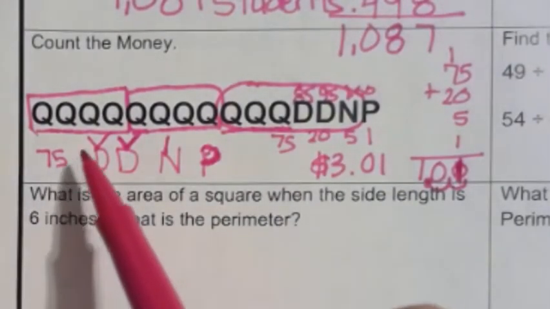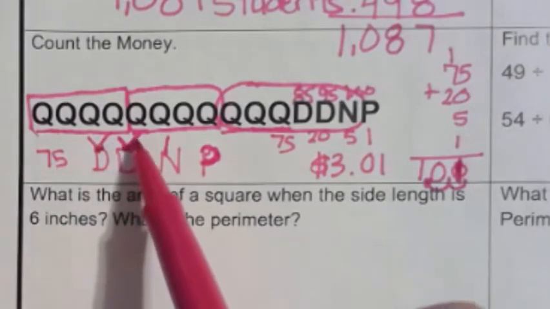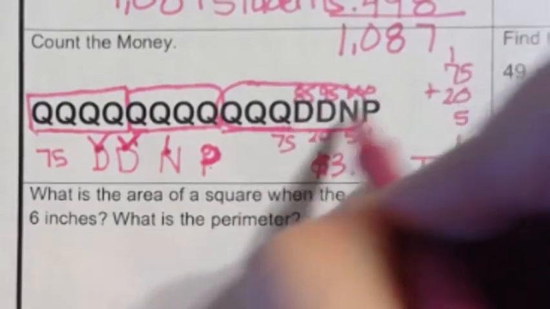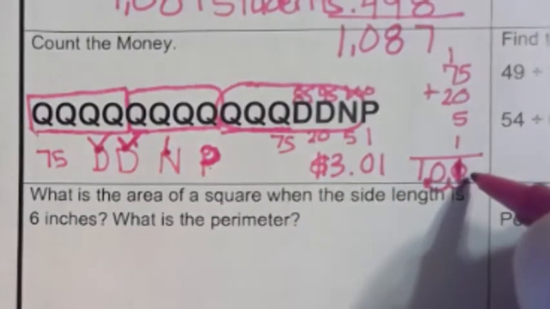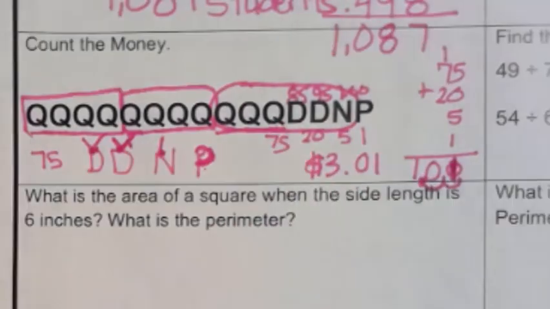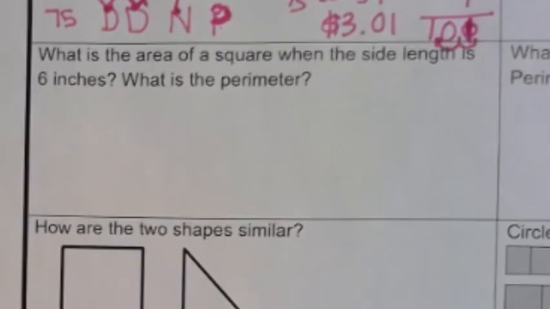So we've got 75. We're going to count by 5s. 80, 85, 90, 95, $1, $1.01. So we know, again, this was $1.01. 1, 2, $3.01. Easy enough? Easy enough. All right, let's go on down to the next one, Miss Powell.